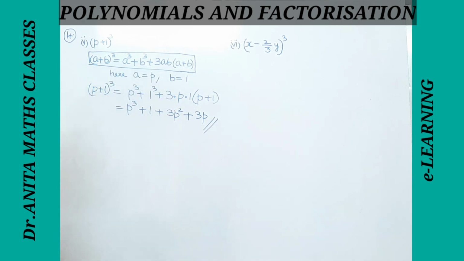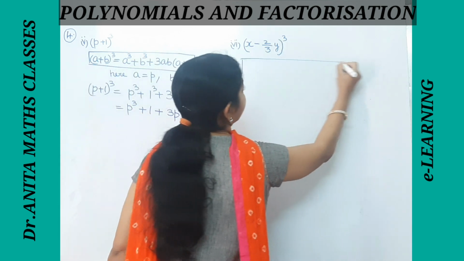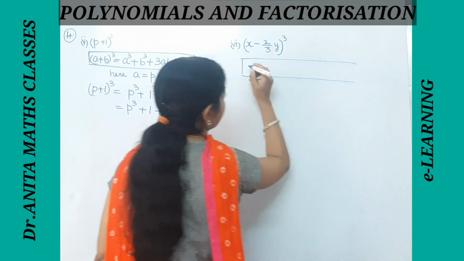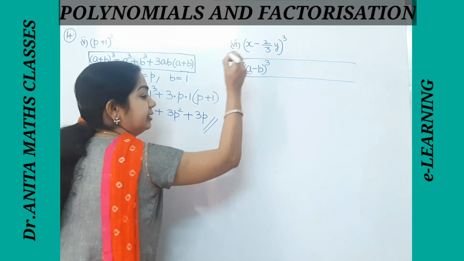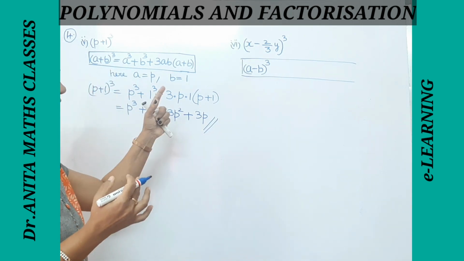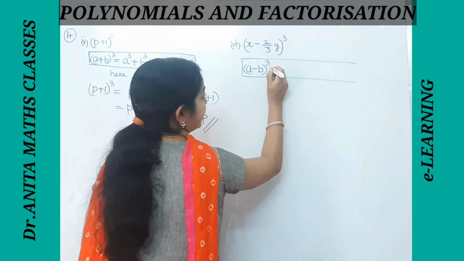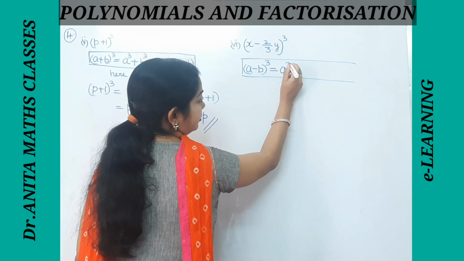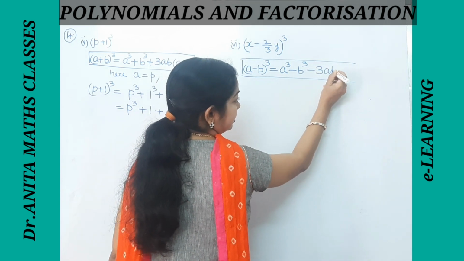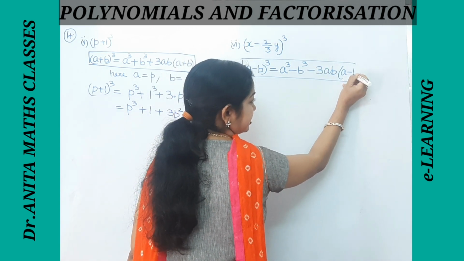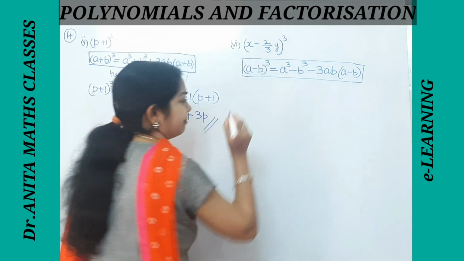Now let's see the next one, that is the sixth bit. Here also the same, but we will be using the negative formula, that is the minus formula. So first you have to write the formula. Better write it in a box so that it will be clearly observed by the examiner. Okay, so the formula you have to quote: a minus b whole cube equals a cube minus b cube minus 3ab multiplied by a minus b. So this formula will be easy because there are all minus only.